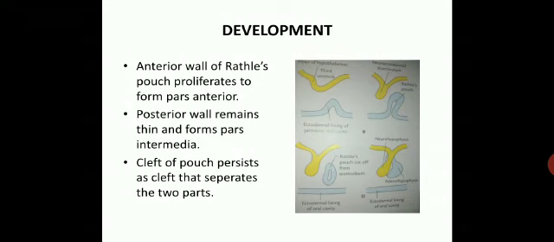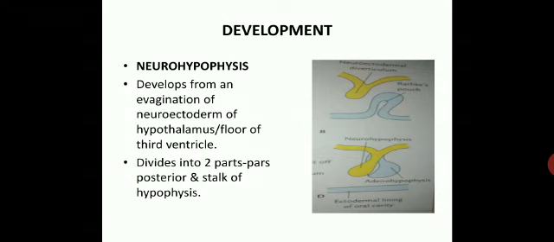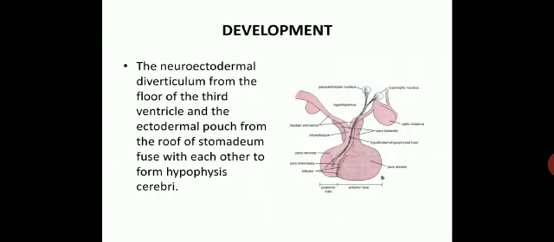Then the anterior wall of Rathke's pouch proliferates to form the pars anterior. The posterior wall remains thin and forms the pars intermedia. So the cleft of the pouch persists as a cleft that separates the two parts. The neurohypophysis develops from an evagination of the neuroectoderm of the hypothalamus, or the floor of the third ventricle. It divides into two parts, that is the pars posterior and the stalk of the hypophysis.